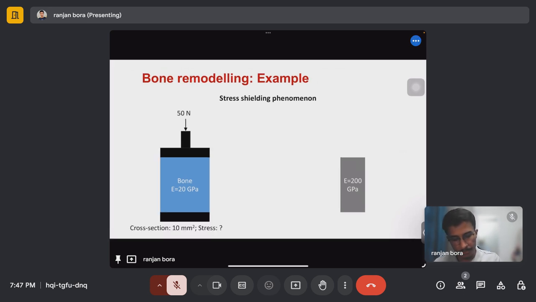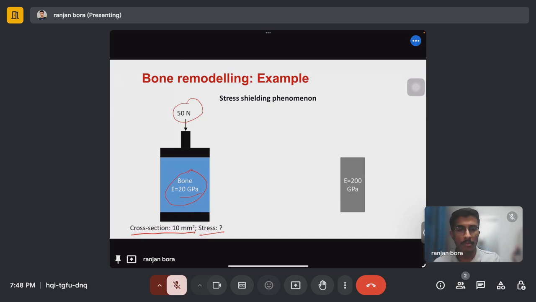So in this I am giving you an example. If there is a bone, we know the cortical bone has a Young's modulus of almost 20 gigapascal, and if we apply a load of 50 newton, and assuming the cross section of the bone as 10 mm square, what will be the stress in the bone?